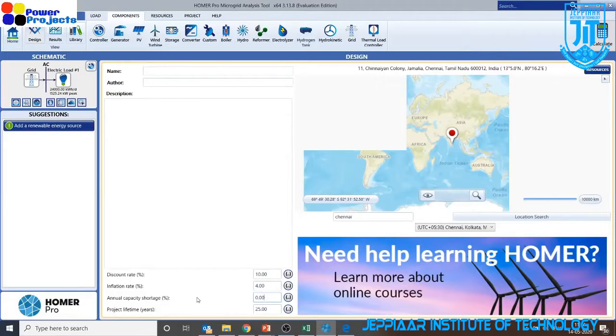That means there is a demand, but the source is not available to meet that particular demand. So, for example, even if you go to the rural areas nowadays, the availability and reliability of the electricity is not 24/7. You can probably see a 30 minute or 1 hour power outage on a daily basis. So, what's the annual capacity shortage?